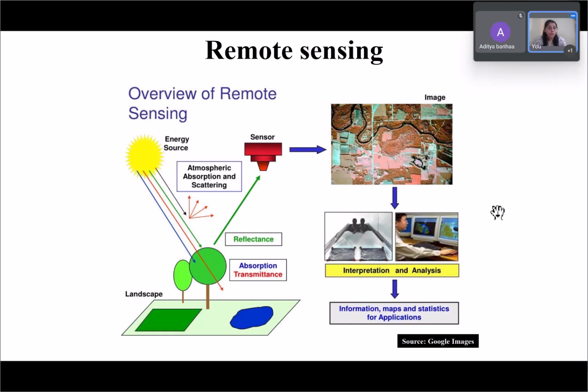Now, as I have already mentioned, what is remote sensing? You have a sensor, and if you imagine a drone or satellite, they are far away from the object and they are sending some kind of energy. This energy, as we will see, could be active or passive. They send energy and get a reflectance back.